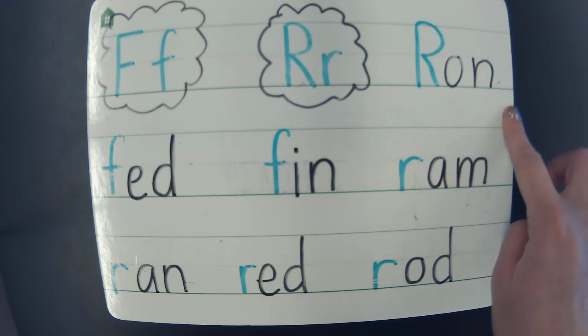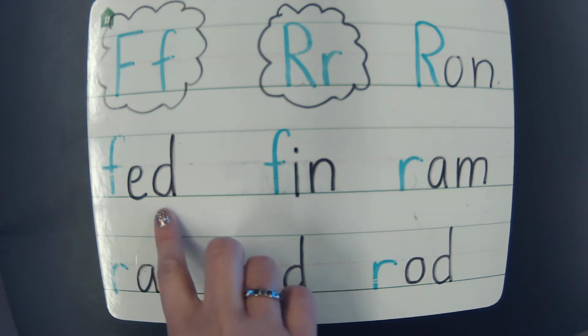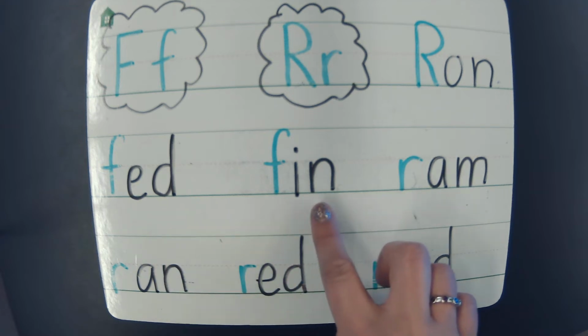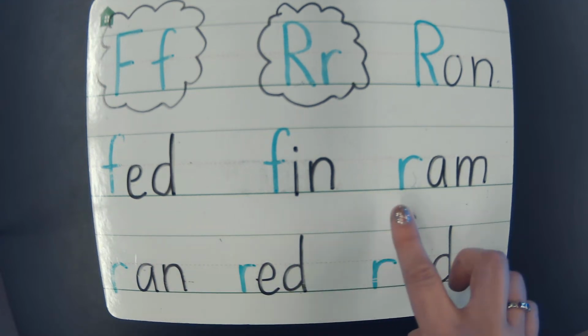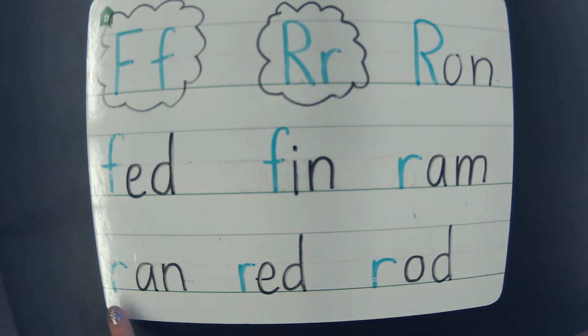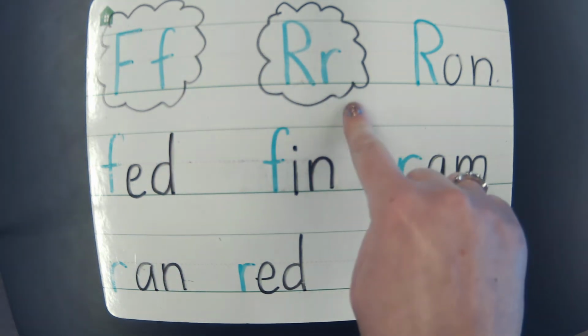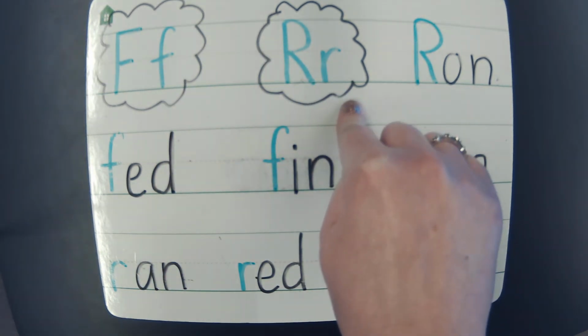On, run. Ed, fed. In, fin. Am, ram. An, ran. Ed, red. Odd, rod. So F says F and R says R.